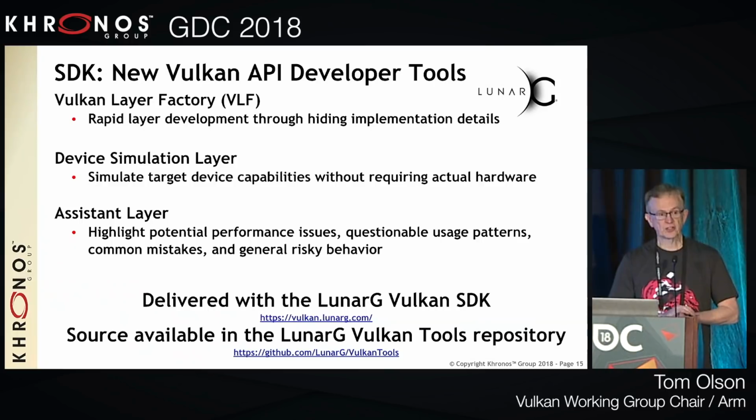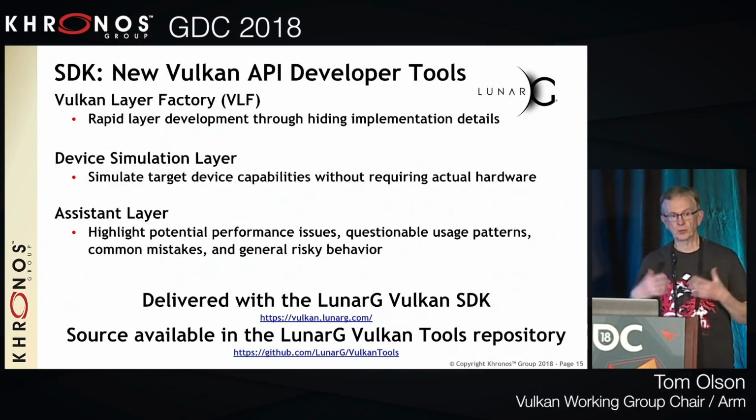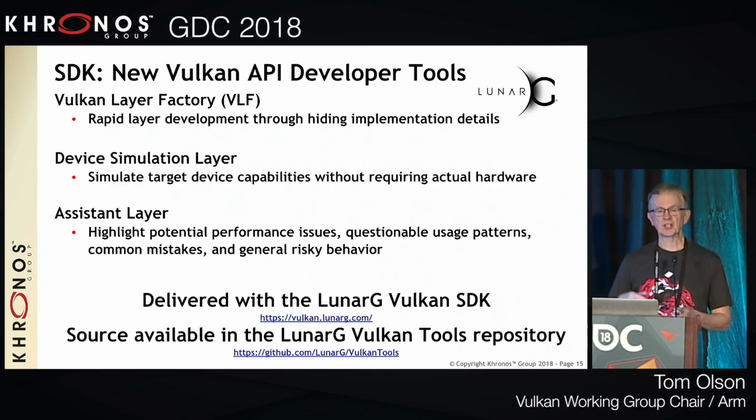And then the most recent, the assistant layer, very much a work in progress, and it will be built out over time. But this is two things. One is it attempts to notice you doing things that are suboptimal from a performance point of view, and it's also kind of a linter. It watches for you doing things which are legal, so they don't trigger validation warnings, but they're questionable and potentially indicate that you might just have a little problem there. And as I said, this is all in the LunarG Vulkan SDK, and it's all open source.